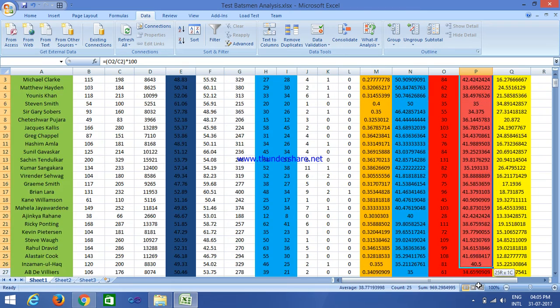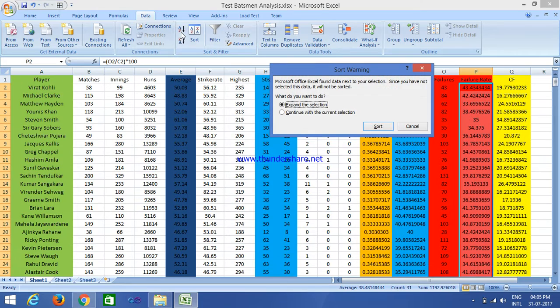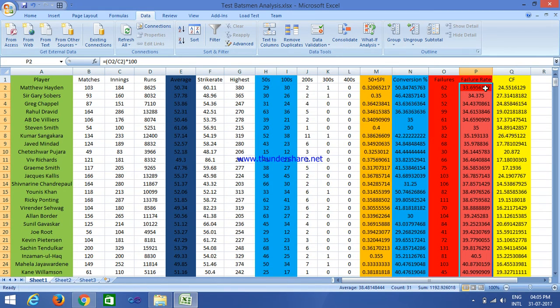Now we will arrange the failure rate in the ascending order. Who has the lowest failure rate? And I guess it's Steve Smith. Sorry, it's Matthew Hayden with the lowest failure rate of 33%. Steve Smith is 7th on the list. Failure rate is really important. You should keep it low. The more you play well, it's really important for your team. So Matthew Hayden 24.55. So you can just have a look at the failure rate.